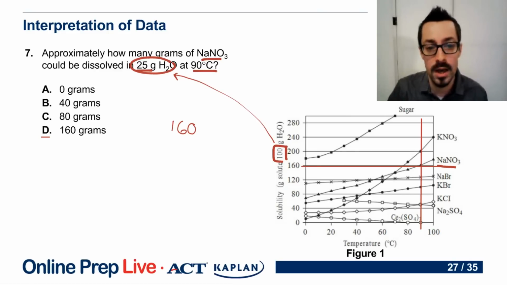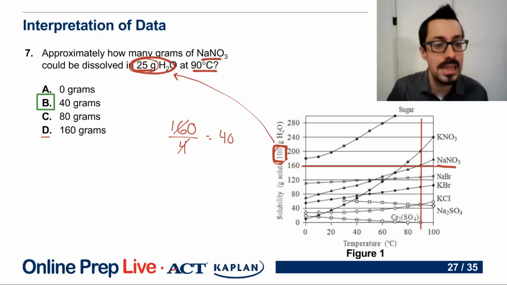Because we did 100 divided by 4 to get to 25. We're going to do 160 divided by 4 to get to 40, and that is going to be answer choice B. Congratulations, y'all. You are now genius scientists.